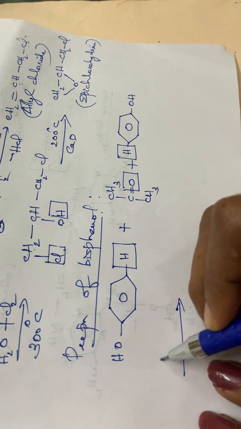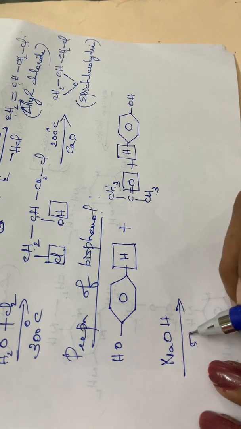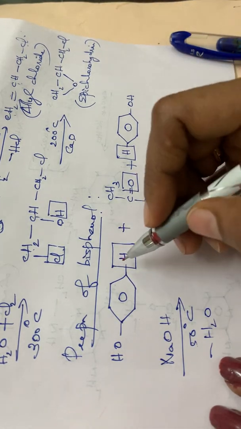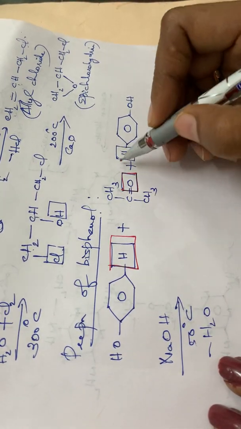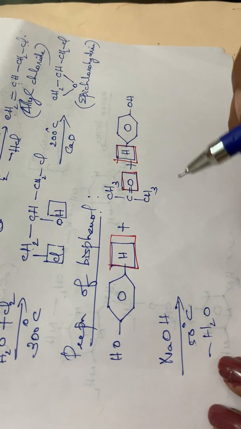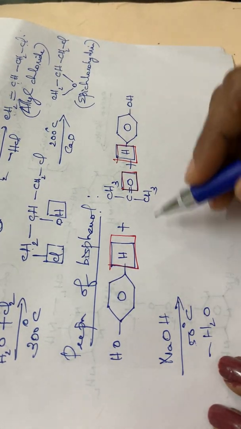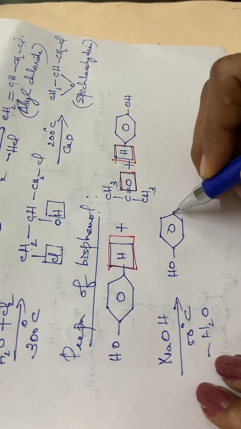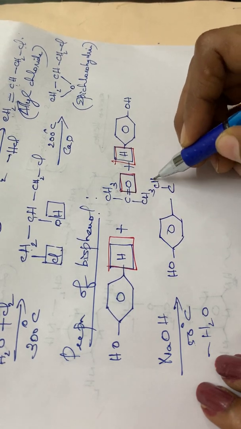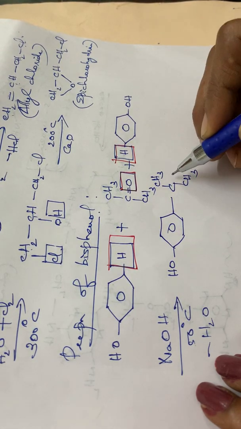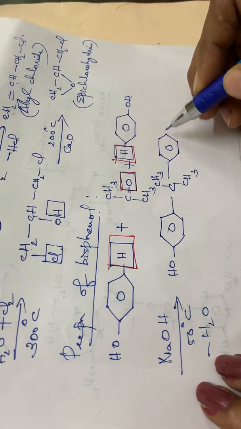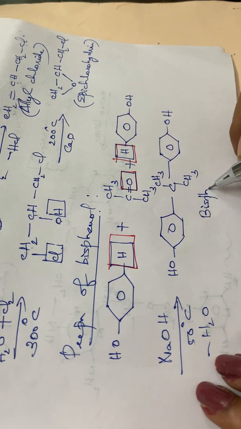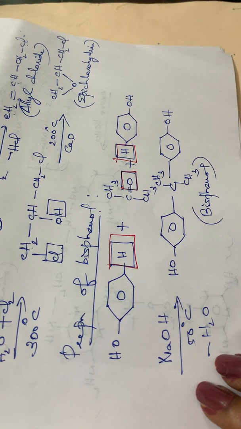So this will be reacting with NaOH at 50 degrees Celsius, minus H2O. So H2O will be eliminated like this: hydrogen, then oxygen, then again another hydrogen. So water will be eliminated, and this will be joined together, a simple reaction. So the compound will be like this: OH, then C, CH3, CH3, then OH. This compound is bisphenol. So we got bisphenol and epichlorohydrin.